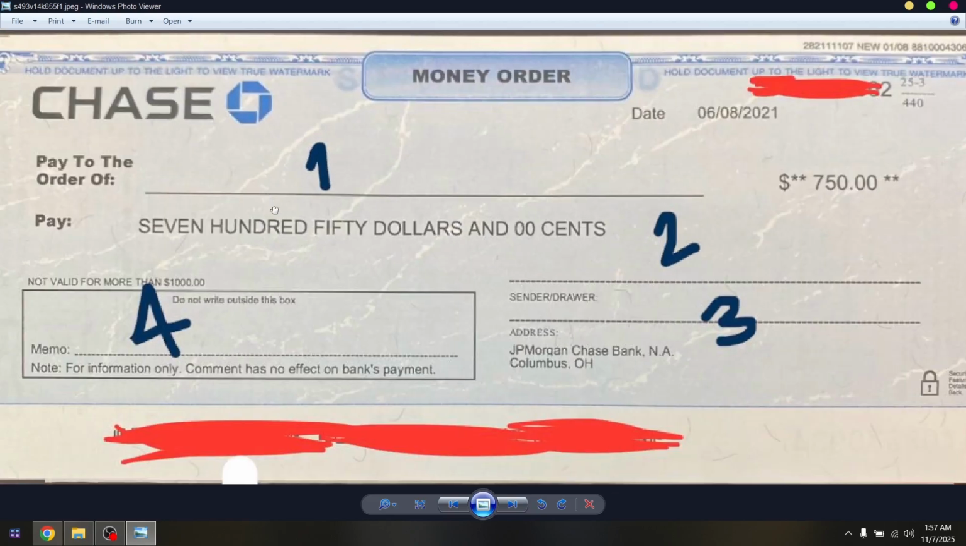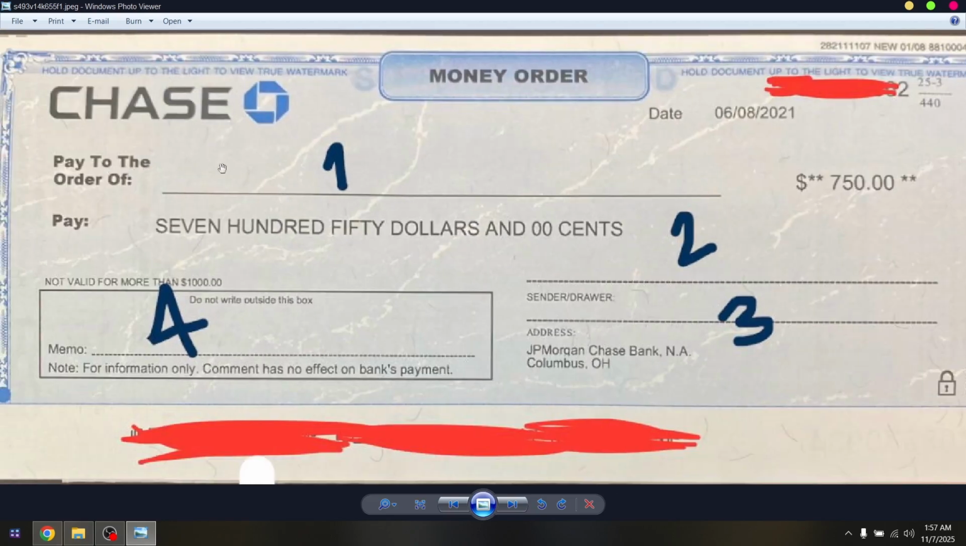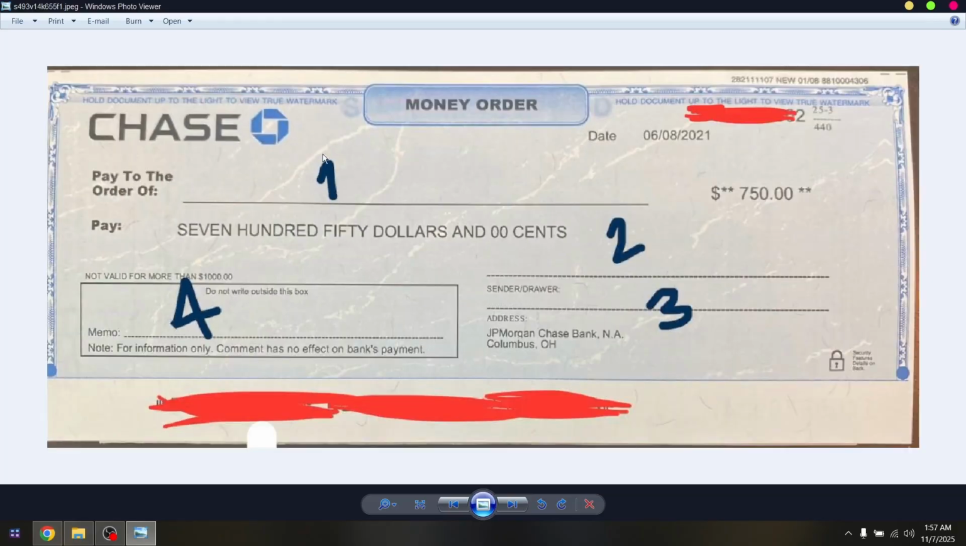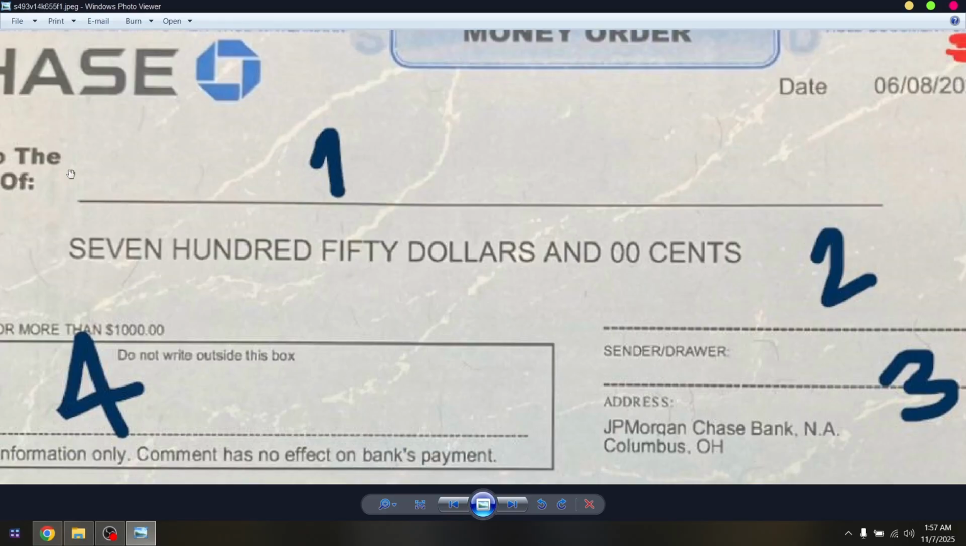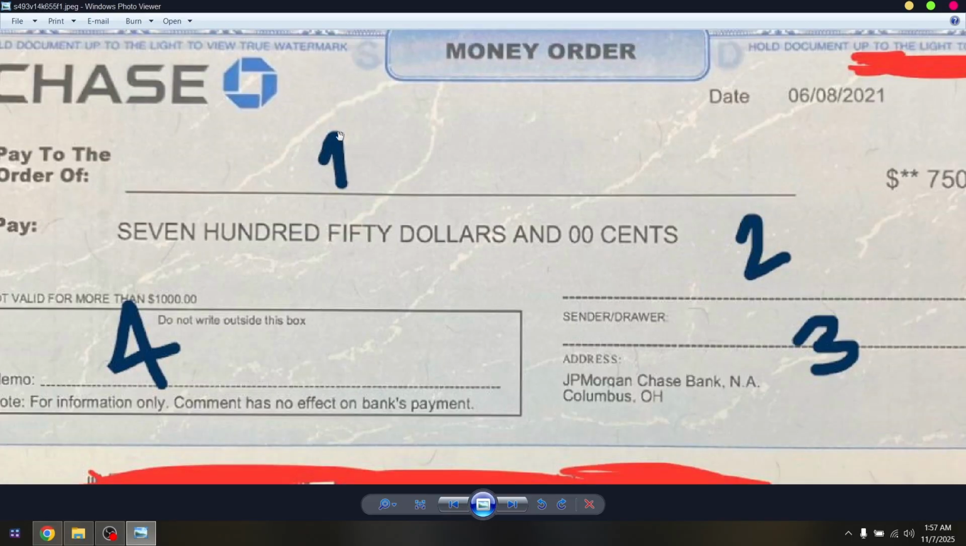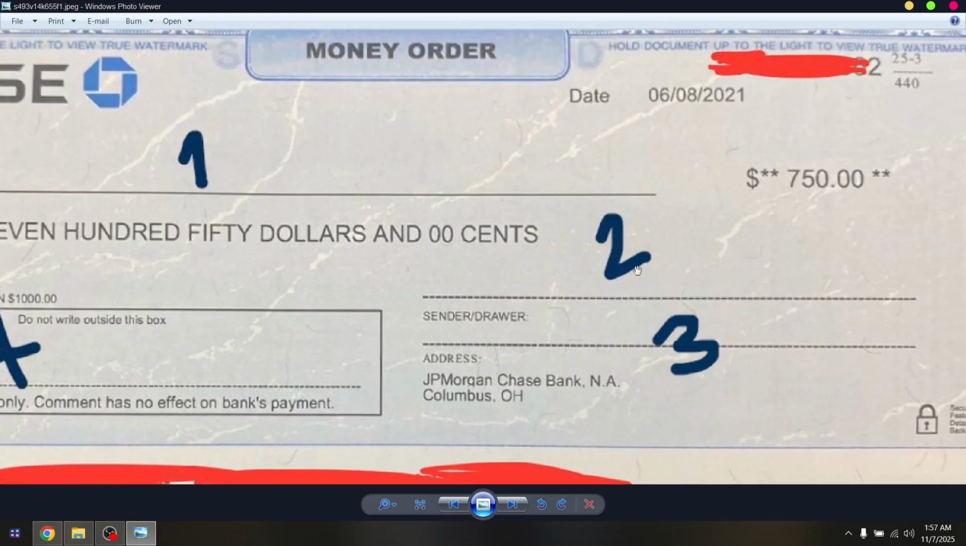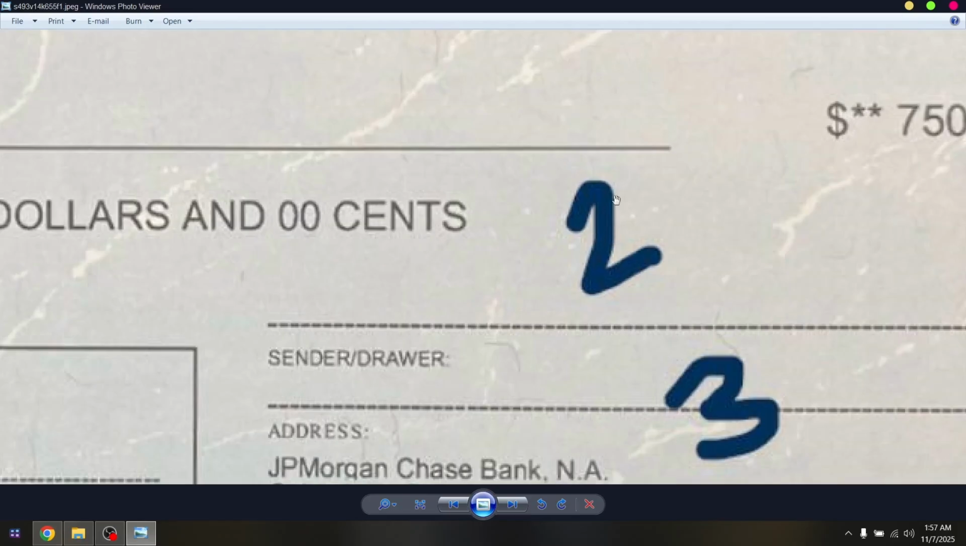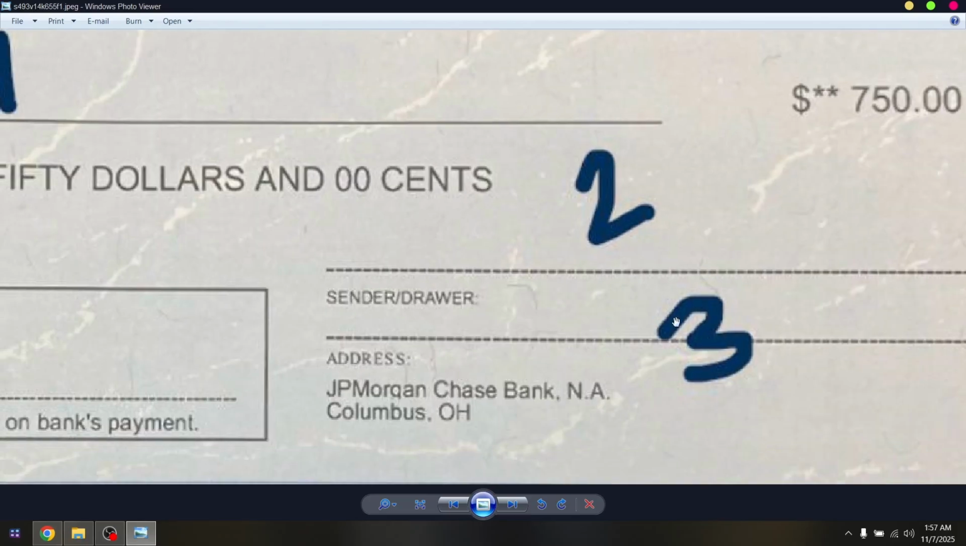So number one, we actually have pay to the order of. This is actually where you will be sending the money to. So here you can go ahead and input the specific account number of where the money should arrive or where you would be paying it to. You could also add name on that. Now number two is going to be your name, your full name, and number three is going to be your full address.